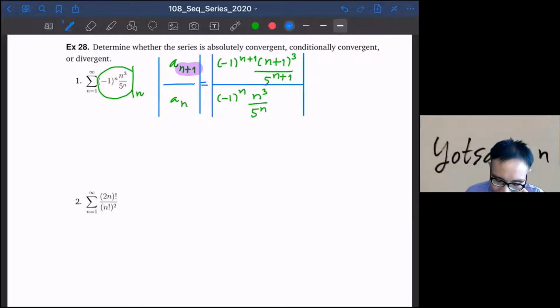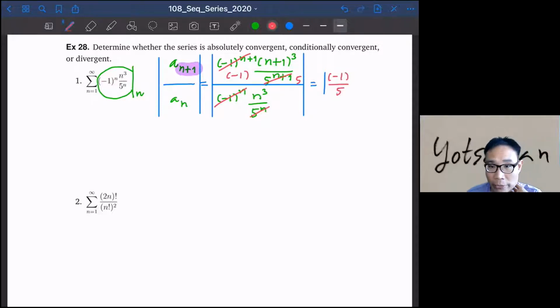So you see that when you cancel this one, you get -1 left, and you have 5 to the n plus 1 and 5 to the n, so you would have 5 left on top, and you still have the ratio. So in this case, you would get absolute -1, and you have 5 left. Let me write it with the red color. So it's going to be -1 over 5.